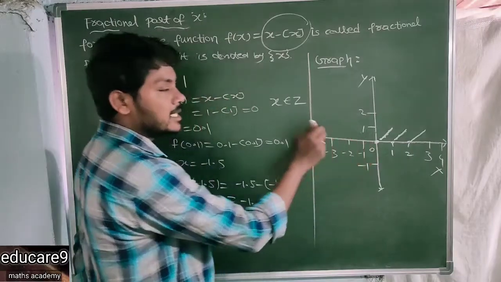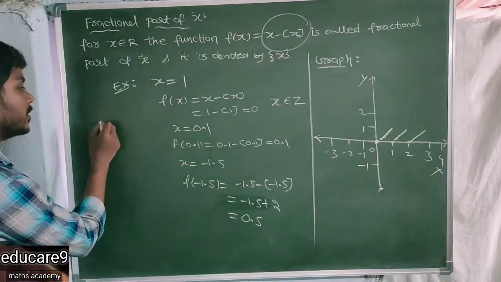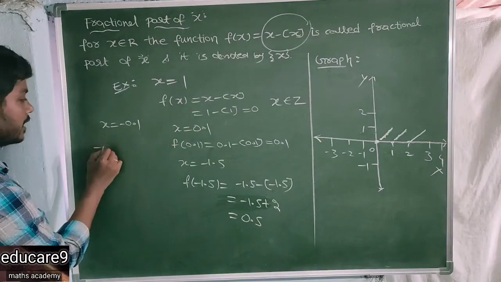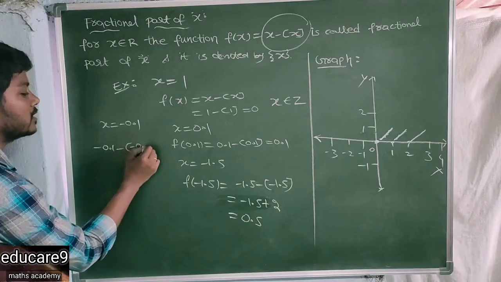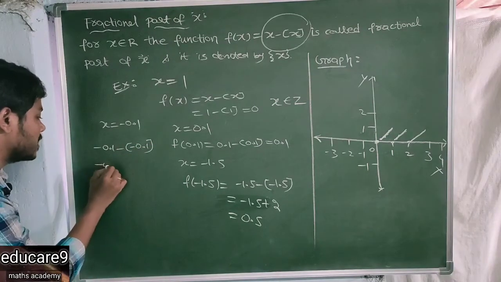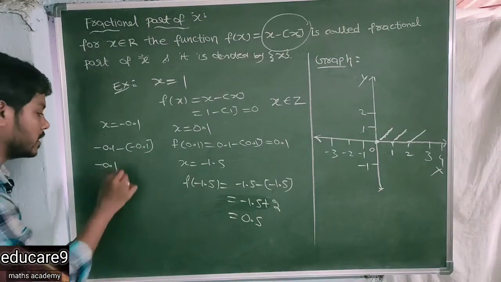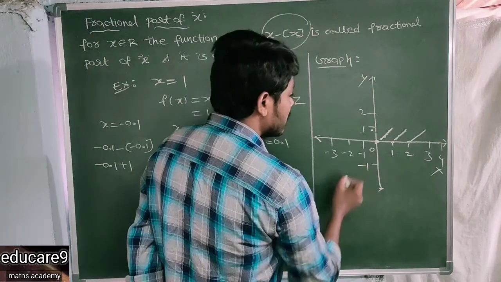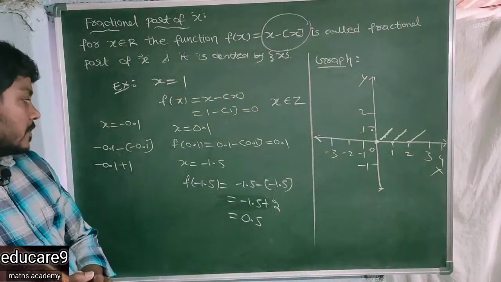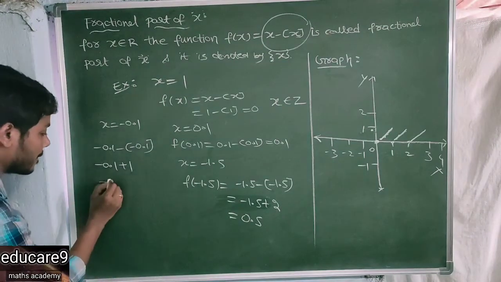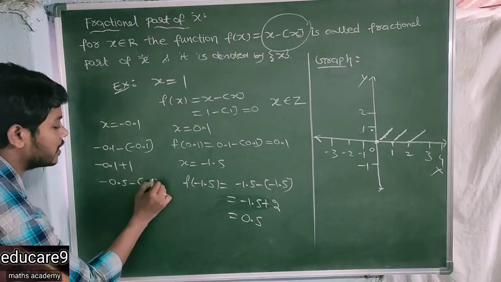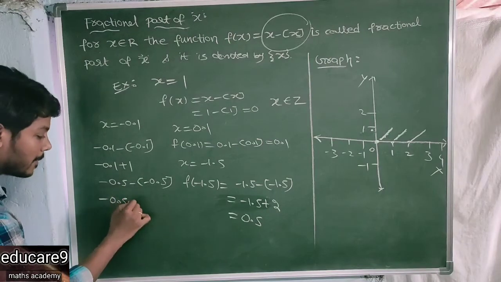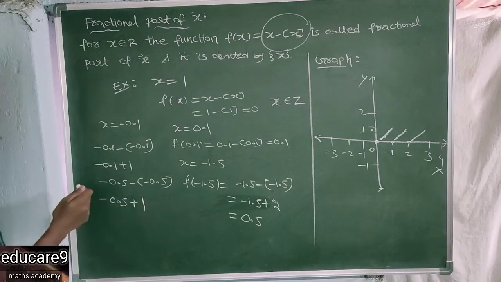Okay. Now at x is equal to minus 0.1, substitute here. So what will you get? Minus 0.1 minus step of minus 0.1. So this is minus 0.1, and this value is minus 1, you get plus 1. So 1 minus 0.1 is 0.9. At x is equal to minus 0.5, minus 0.5 minus of minus 0.5. What is the value of this? Minus 0.5 plus 1, you get 0.5.